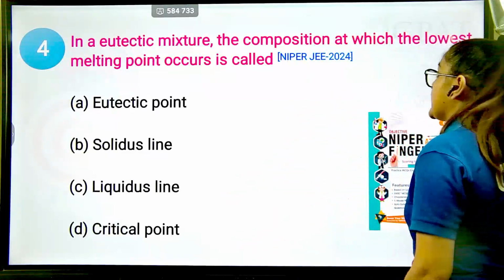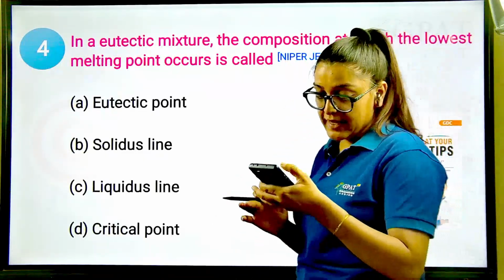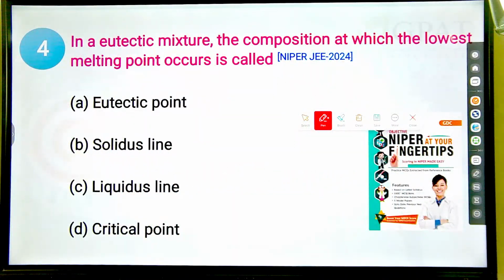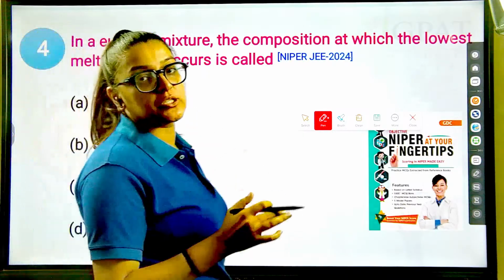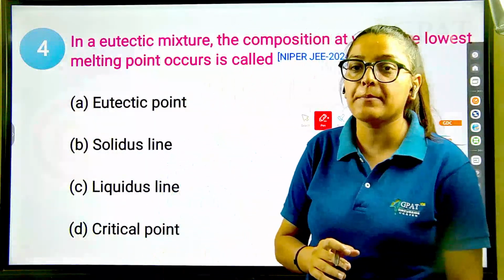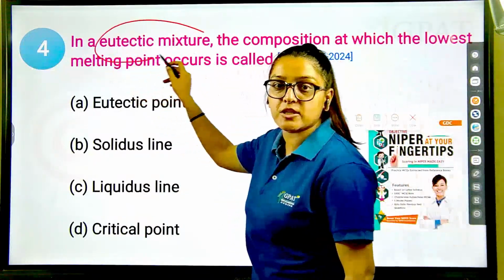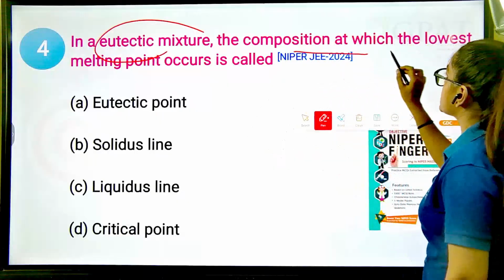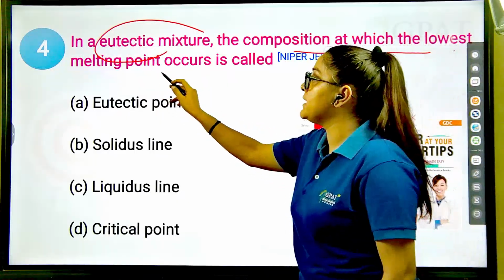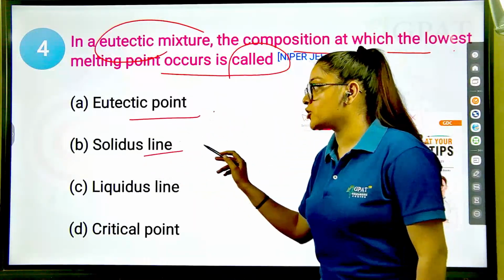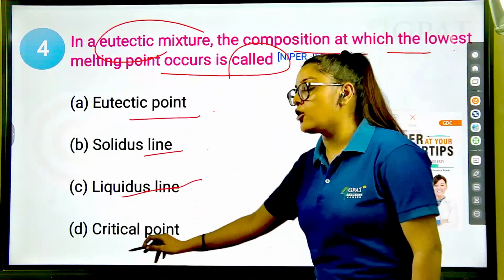Next, in the eutectic mixture, I can still see very few students are active. So I want you all to be a little attentive because we have lots and lots of questions to discuss today from both physical pharmacy and biopharmaceutics. Okay, so in the eutectic mixture, the question says the composition at which the lowest melting occurs is called as: eutectic point, solidus line, liquidus line, or the critical point.